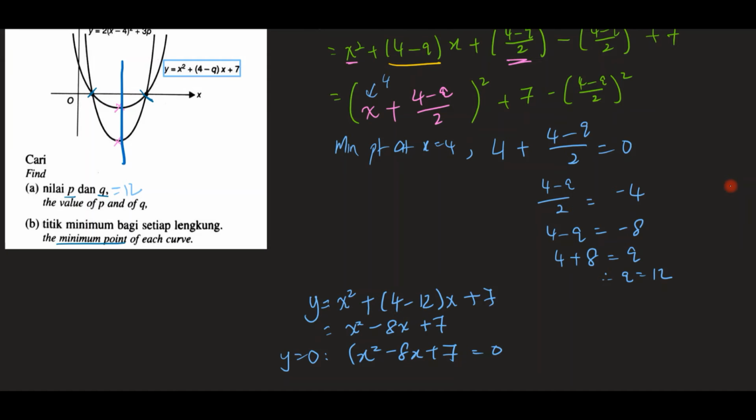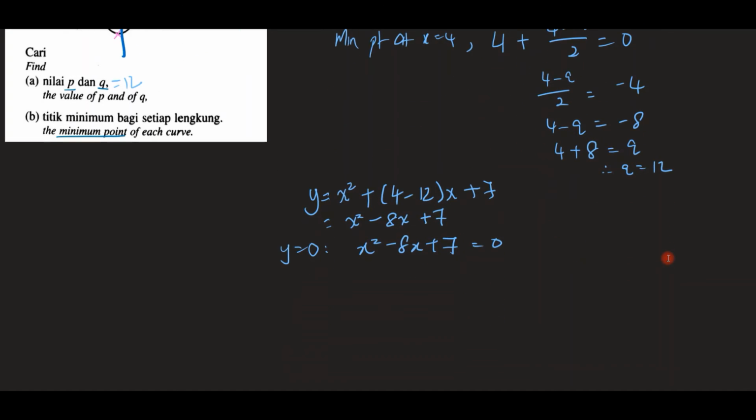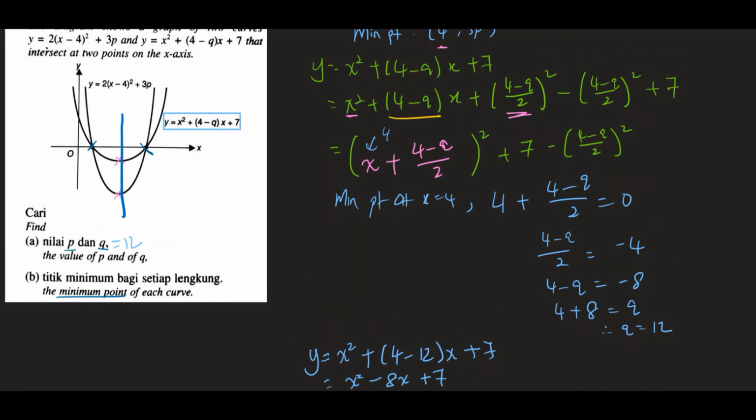Okay, sorry about that. Then I can solve my equations. So I solve this: (x minus 7)(x minus 1). I get x equal to 7 or x equal to 1. So from here, it means that this part here is 1, and this part here is 7. Correct or not?